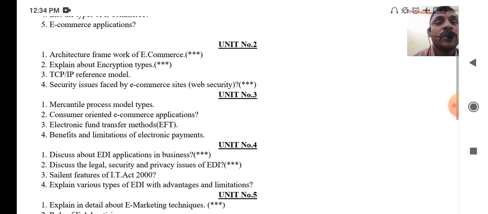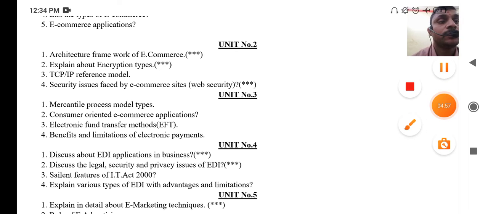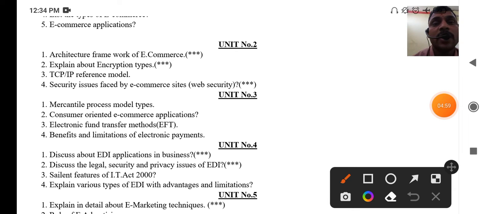So when it comes to unit number 4, the unit number 4 discusses EDI applications in business. So first you need to write about the definition of EDI. EDI stands for electronic data interchange. You know what is the meaning of EDI?